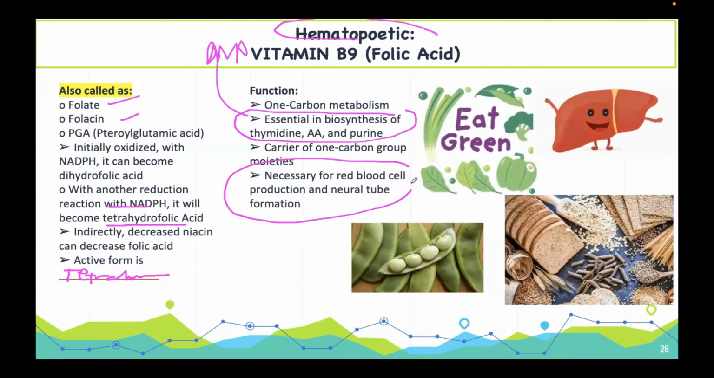And what are the food sources of your vitamin B9? Basta yung mga green vegetables natin yan. They are very rich with your folic acid. Yung mga liver, okay, yung mga wheat natin and mga grains, they also contain your folic acid.